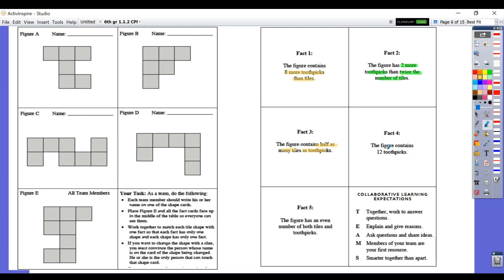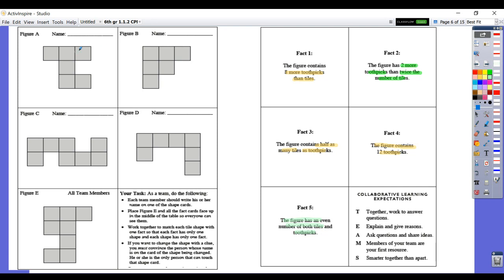Fact 4 is just that the figure contains 12 toothpicks. And fact 5 is that the figure has an even number of tiles and toothpicks. Even number meaning, of course, a number that's divisible by 2. So 2, 4, 6, 8, 10, 12, 14, and so on. It needs to have an even number for both the tiles and the toothpicks.